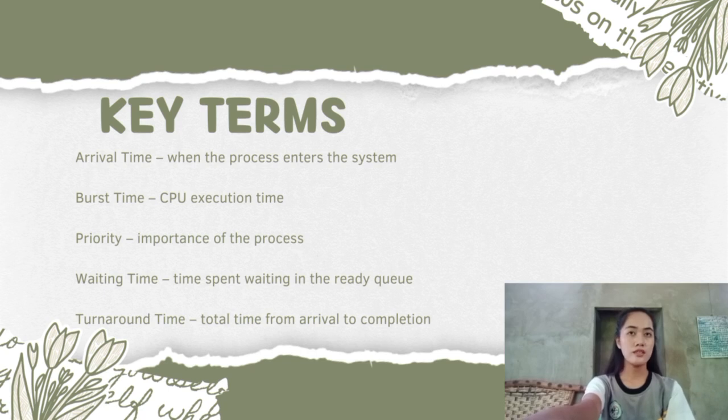Key terms. Before we continue, let's review some important terms. Arrival time is when the process enters the system. Burst time is the amount of CPU time needed by the process. Priority shows how important the process is. Waiting time is how long the process stays in the ready queue before execution. Turnaround time is the total time from arrival until the process finishes.